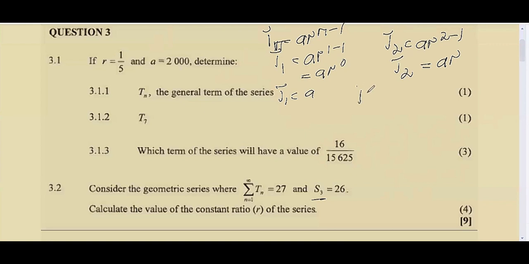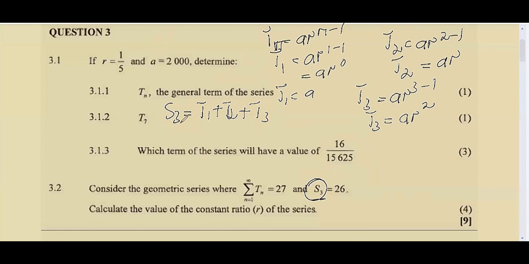If we wanted to express t3, this is ar to the exponent of 3 minus 1. And then our t3 would be ar to the exponent of 2. Now remember, S3 means the sum of 3 terms. Meaning, in other words, we can express S3 as T1 plus T2 plus T3. Remember, S3 means the sum of the first 3 terms.